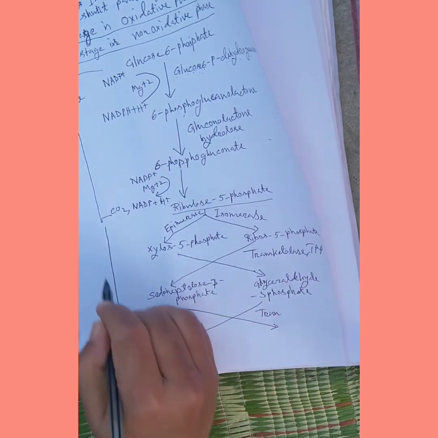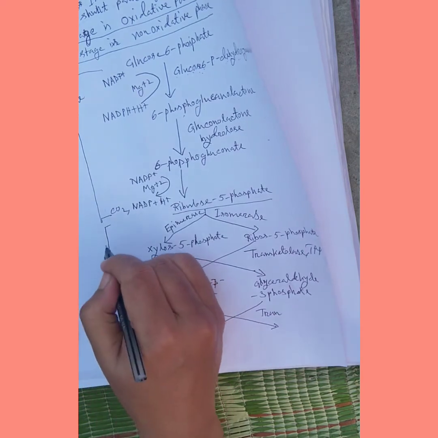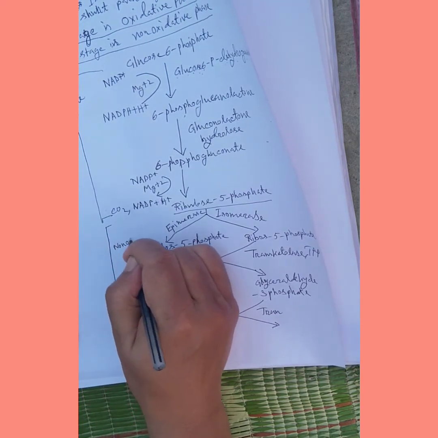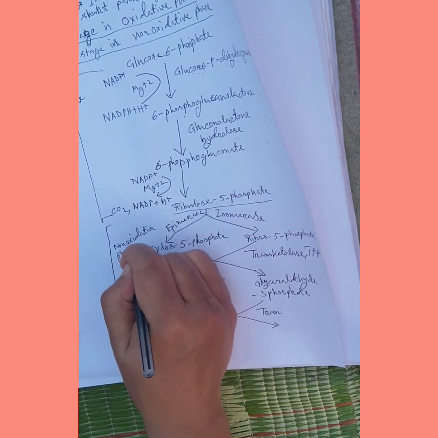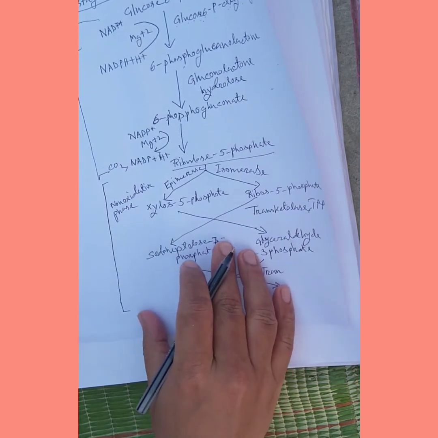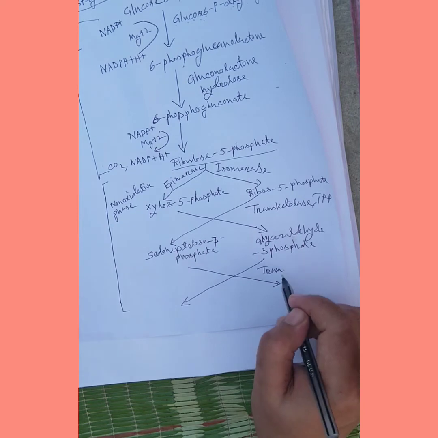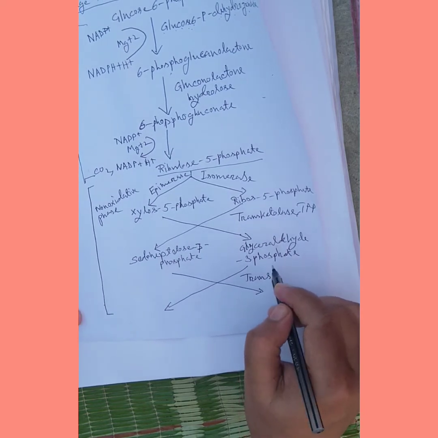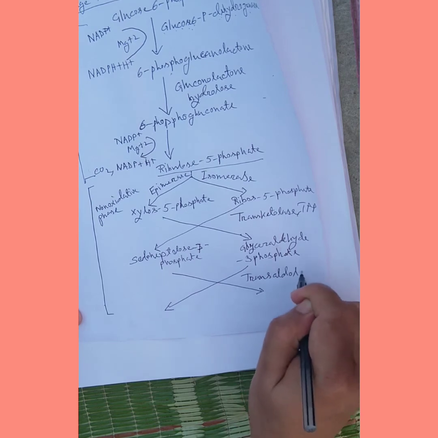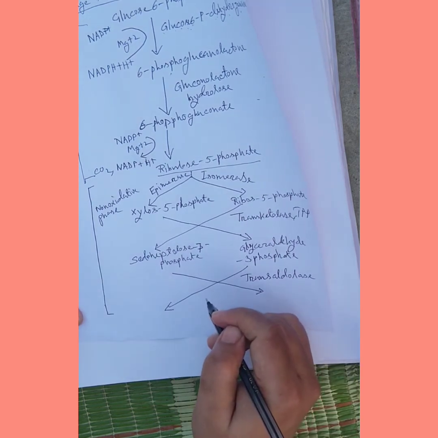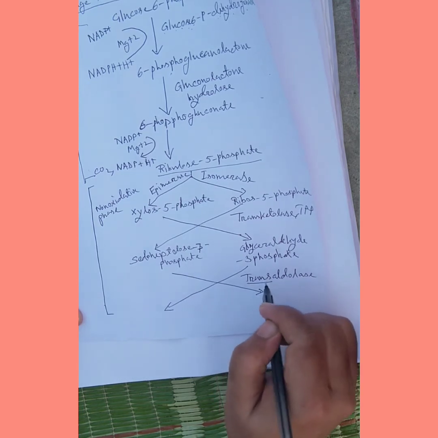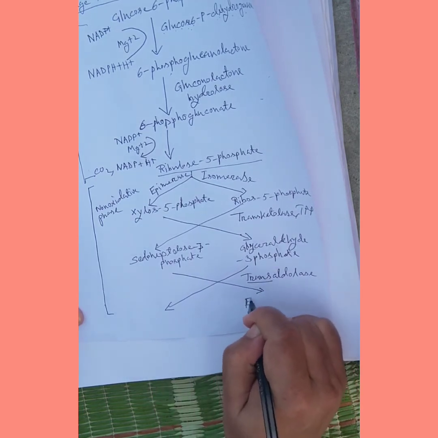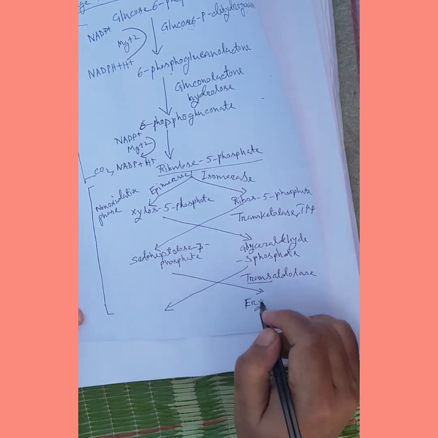This stage which I am describing is the non-oxidative phase. Then transaldolase. Aldolase is very common because we discussed it in the first chapter of biochemistry, the EMP pathway. We also know aldolase, but here it is transaldolase. This is the memory trick. This way we can memorize all the enzymes.